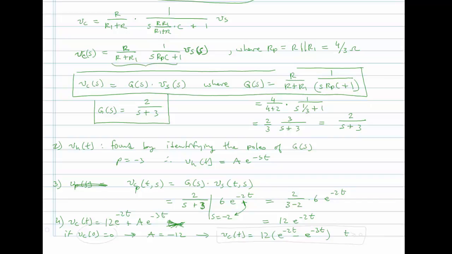And this would be valid for time greater than or equal to 0. Let's go a little further. Suppose that instead of wanting the capacitor voltage, let's say I wanted to know the current through this resistor, IR, under the same conditions where we're going to excite the system with 6e^(-2t).